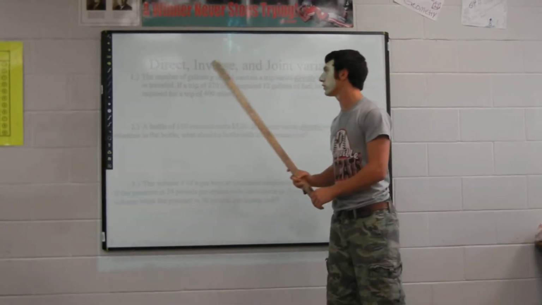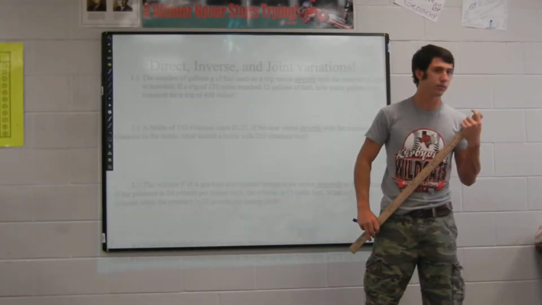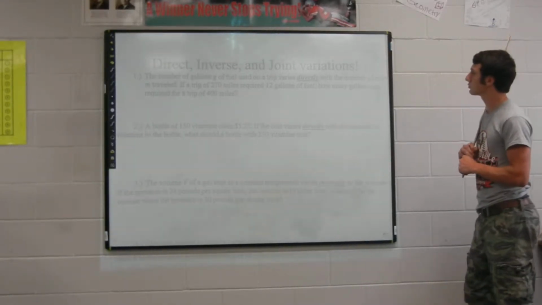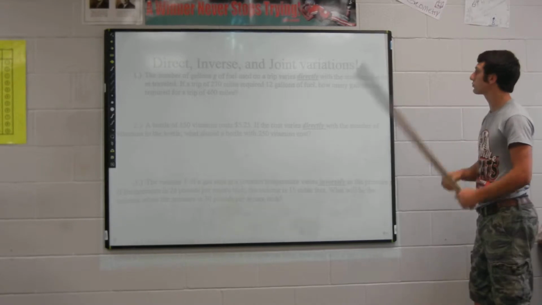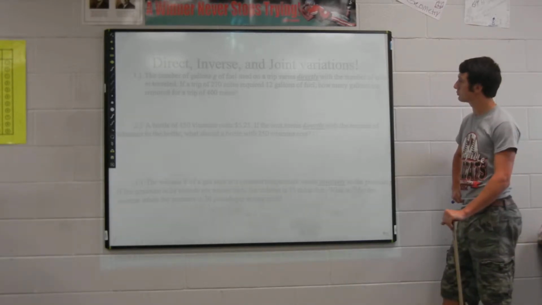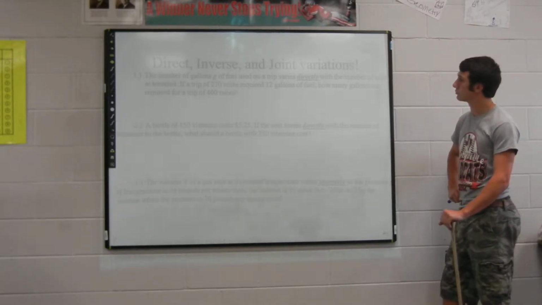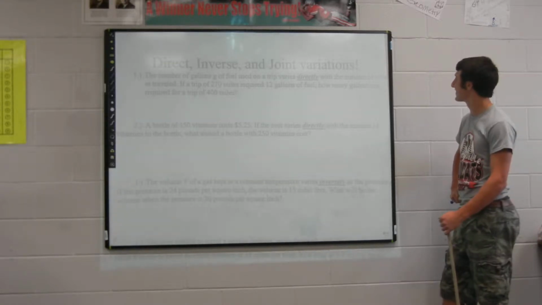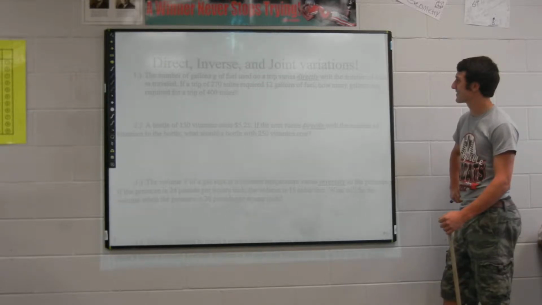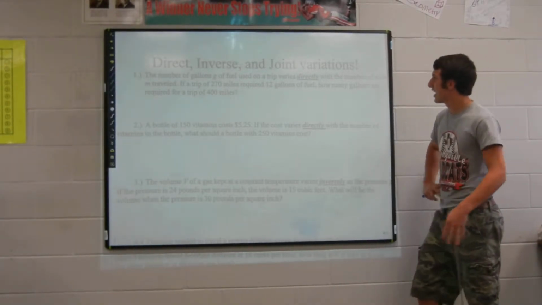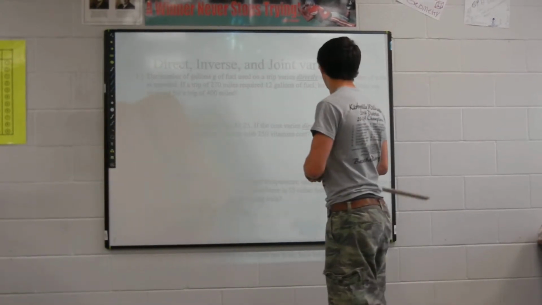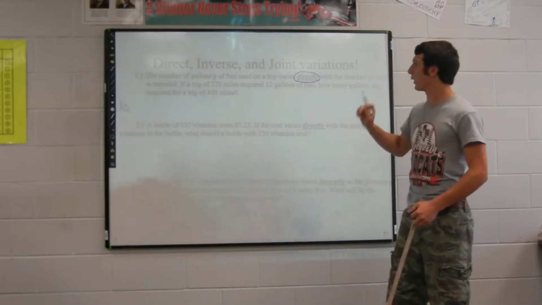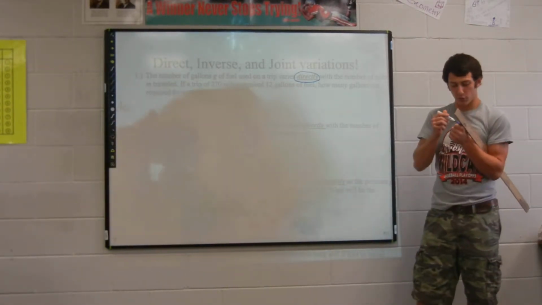Alright. Number one, somebody like to read, please. The number of gallons G of fuel used on a trip varies directly with the number of miles M traveled. A trip of 270 miles required 12 gallons of fuel. How many gallons are required for the trip of 400 miles? Alright, first thing we need to look at. I already have an underline for you. Directly.